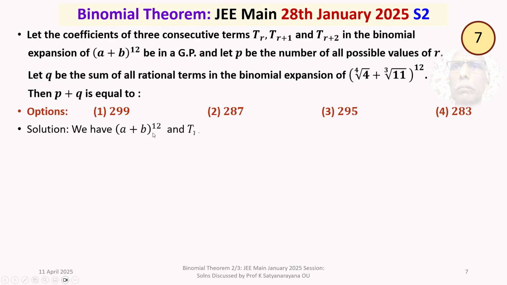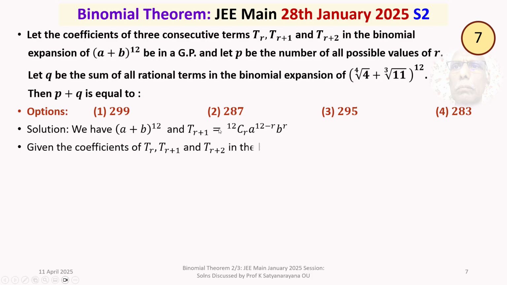We have (a + b) to the power of 12, and when you expand it in a binomial, the (r+1)th term is 12Cr into a to the power of 12 minus r into b to the power of r. Agreed. We are given that the coefficients of T(r+1), T(r+2) in the binomial expansion are in a geometric progression.